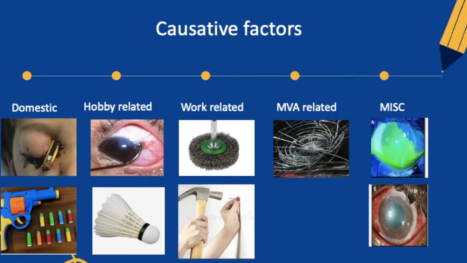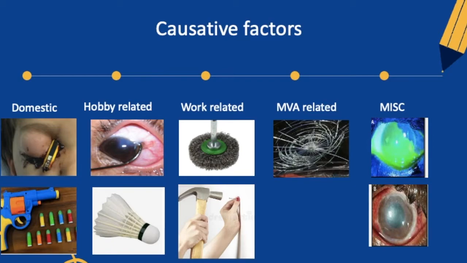So these are the common causes of injury. We can have domestic injury, especially when it involves kids. Basically, as simple as penetrating injury because of a pencil. It can also be caused by a mechanical pencil, and commonly as well is the toy bullet related injury.